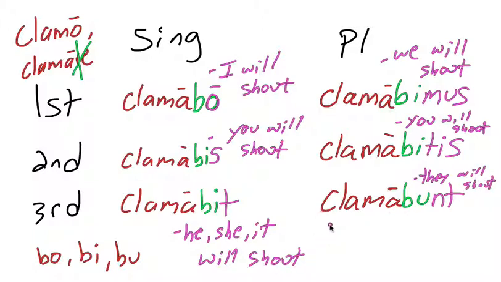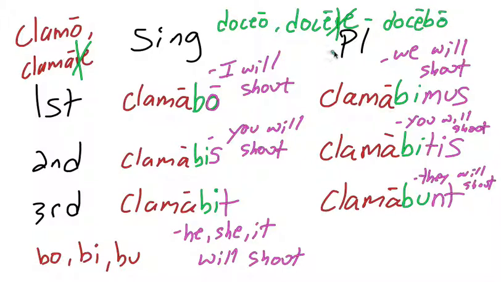Okay, and that's how you conjugate in the future. And if you were to use a second conjugation verb, for instance, like doceo, docere, which means to teach, just like in first conjugation and just like imperfect, you would take off the RE to get the stem, and then you would add the appropriate endings. BO, BIS, BIT, BIMUS, BITIS, BUNT, or you could think of it as BO, BI, BU, and then the personal endings O, S, T, MUS, TIS, ENT. So the first singular for doceo in the future would be docebo, and that would mean "I will teach."